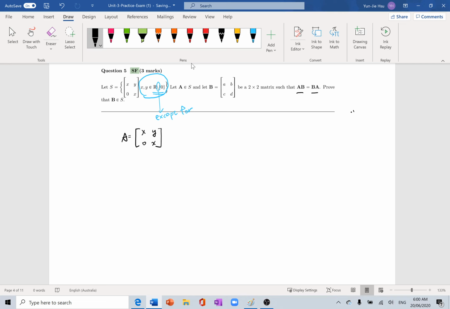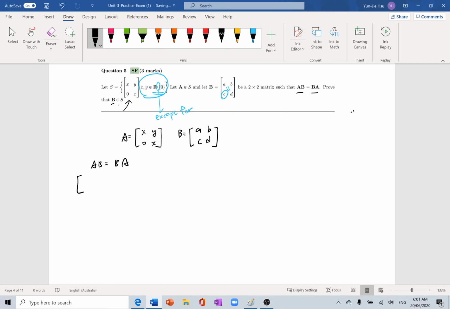So we need to prove B belongs to this kind of set. It means you need to prove c equals 0 and you need to prove a equals d. Alright. Okay. How do you do this one? So I make B equal to [a, b; c, d], as already told you. We try to find the equation. So A times B equals B times A.